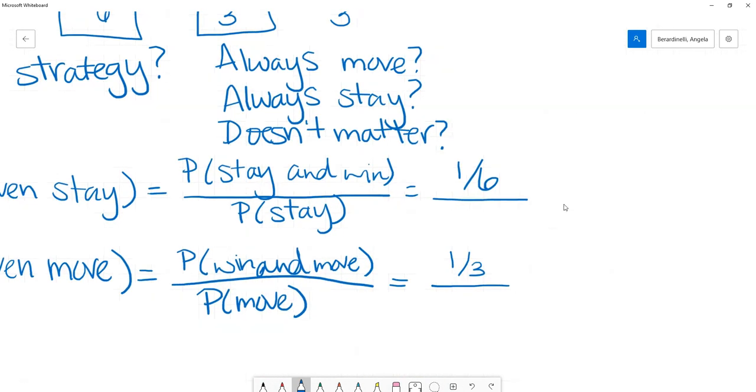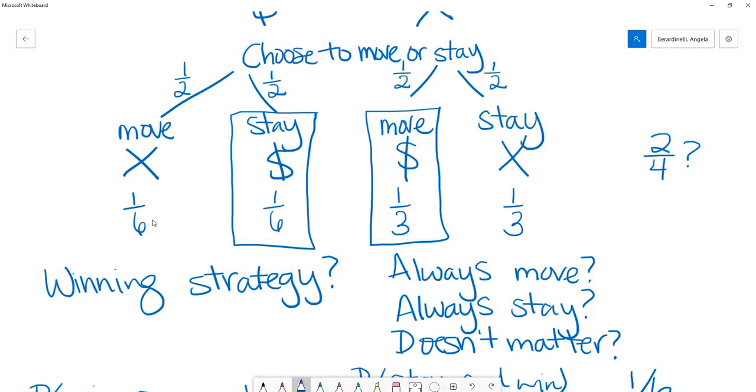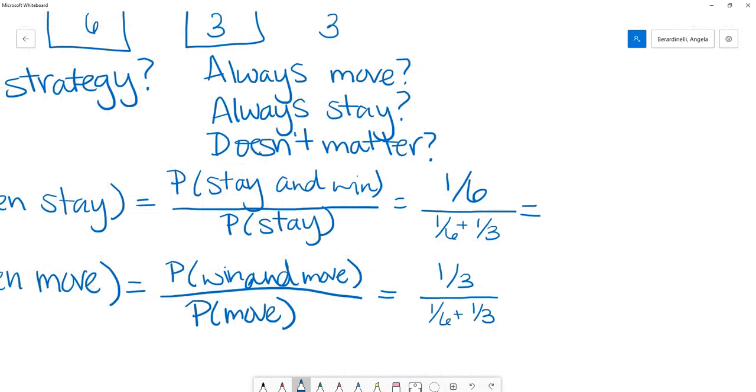So probability of staying is 1/6 plus 1/3. And the probability of just moving, that's all the things that end up in move, that's 1/6 plus 1/3 as well. So the probability of winning if I stay is 1/6 divided by 1/6 plus 1/3. Well, this is 1/6 plus 2/6, this is 3/6. So 1/6 divided by 3/6. Invert and multiply. This probability is 1/3.